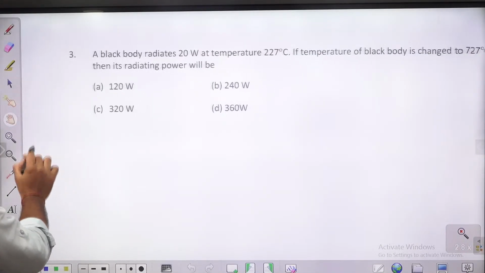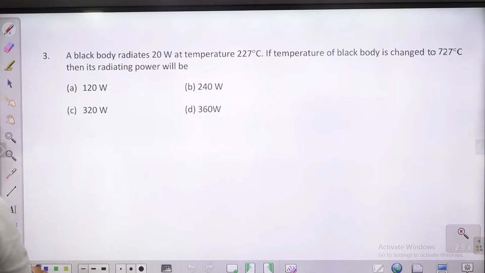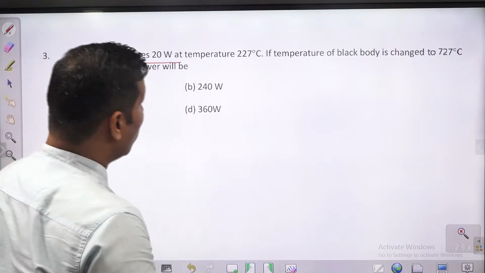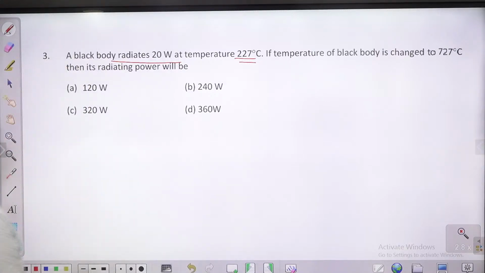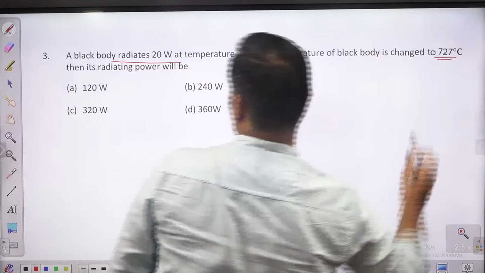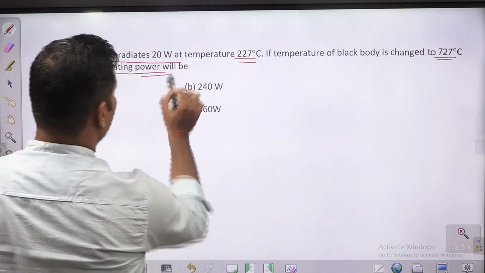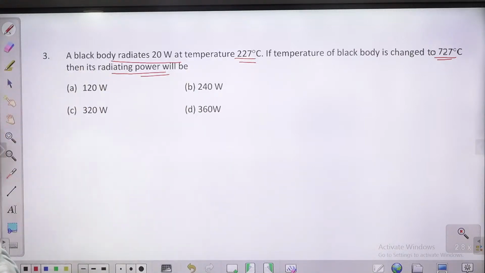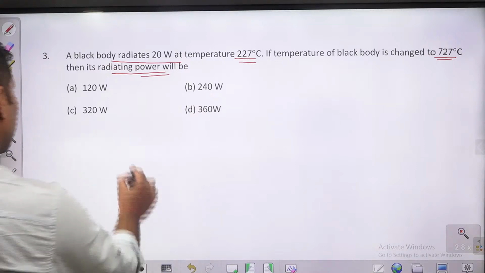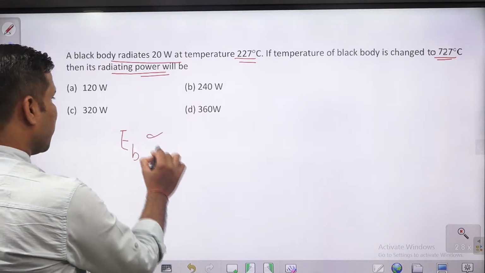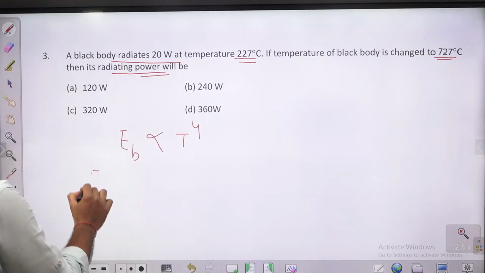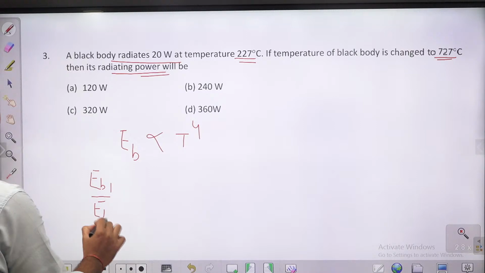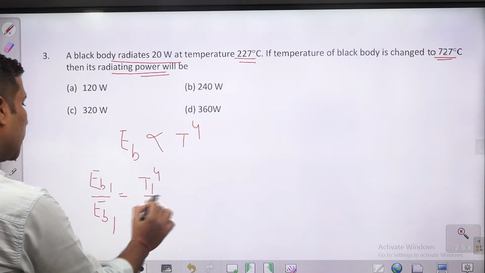देखो, question number 3 है आपके सामने. A black body radiates 20 watts at temperature 227 degrees Celsius. If the temperature of the black body is changed to 727 degrees Celsius, then the radiating power will be? कितना radiating power हो जाएगा बच्चों? बहुत simple question है. This is a very simple direct question. You know guys, the hemispherical emissive power of a black body is directly proportional to the fourth power of its absolute temperature. Yes or no? So if you want to write the ratio of EB1 to EB2, this is nothing but T1 की power 4 to T2 की power 4.